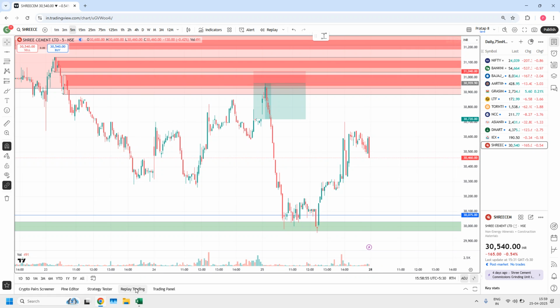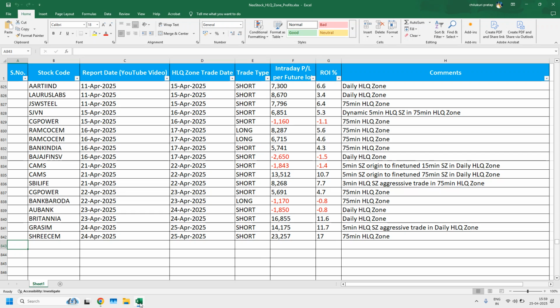So this is the way Sri Cement, until this 15-minute zone, it might have given you 23,257 rupees profit in just 1 hour, which is 17% ROI as per one futures margin cost. See, such kind of trades you won't get every time. Rarely you get such a huge return, but that time you have to capitalize the opportunities you are getting.